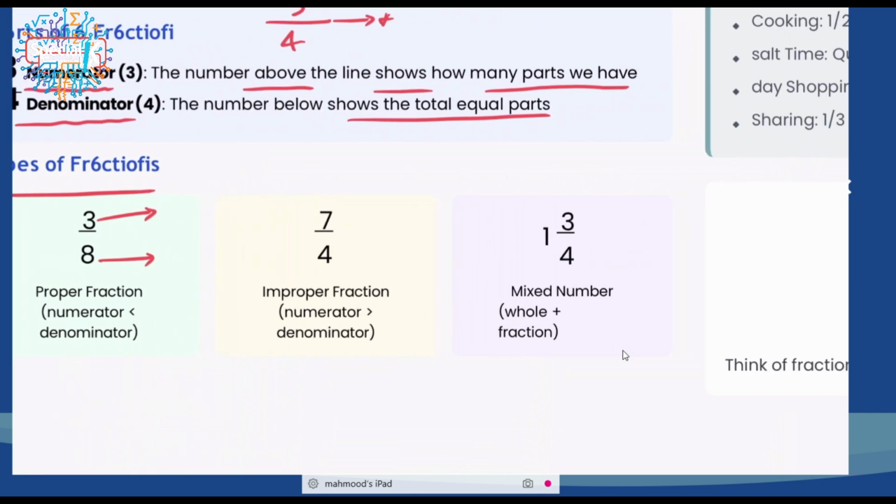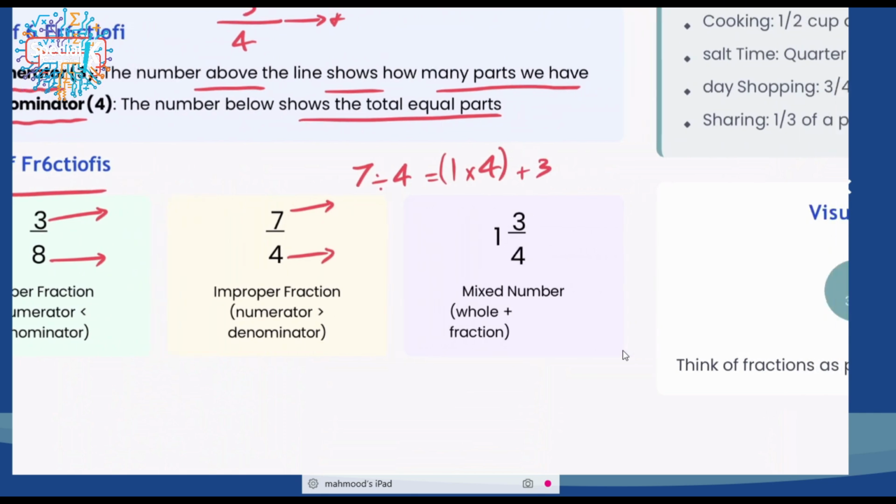Another one that I do have is the improper fraction. As you can see over here, the numerator is bigger than the denominator. So this is something that we call an improper fraction. I believe you can see why, because 7 divided by 4 can be written as 1 multiplied by 4 plus 3. That's why we call it an improper fraction.